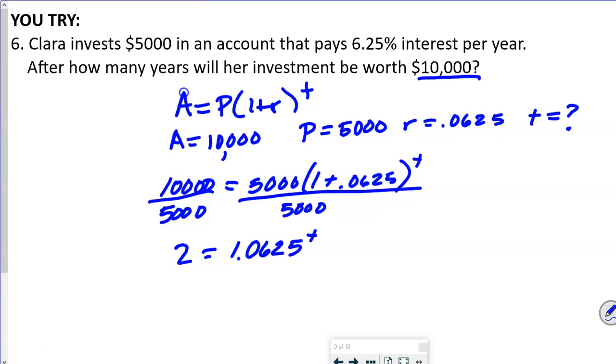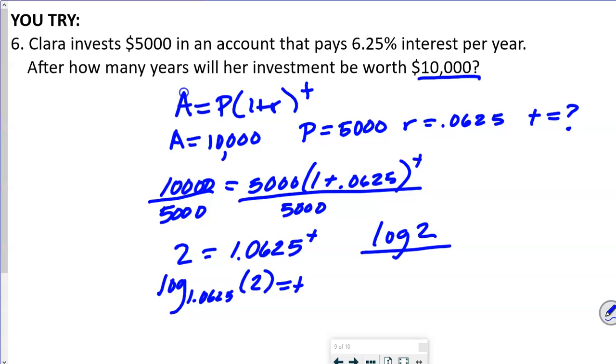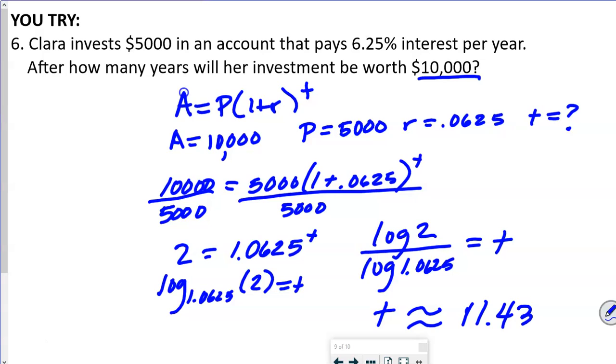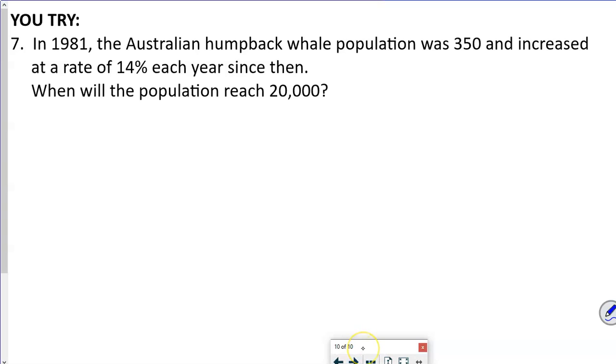So now we're going to put this in logarithmic form. So we're going to take our base, log base 1.0625 of 2, right? That equals t. So we're going to, again, use our change of base formula. So it's going to be the log of 2 divided by the log of 1.0625. That's going to be equal to t. So t is approximately 11.43 years.